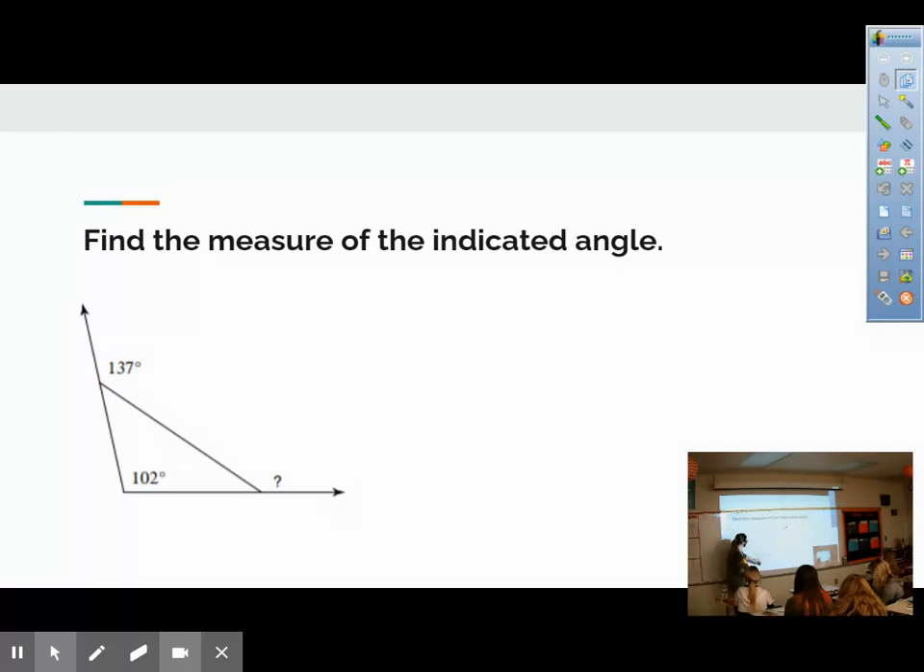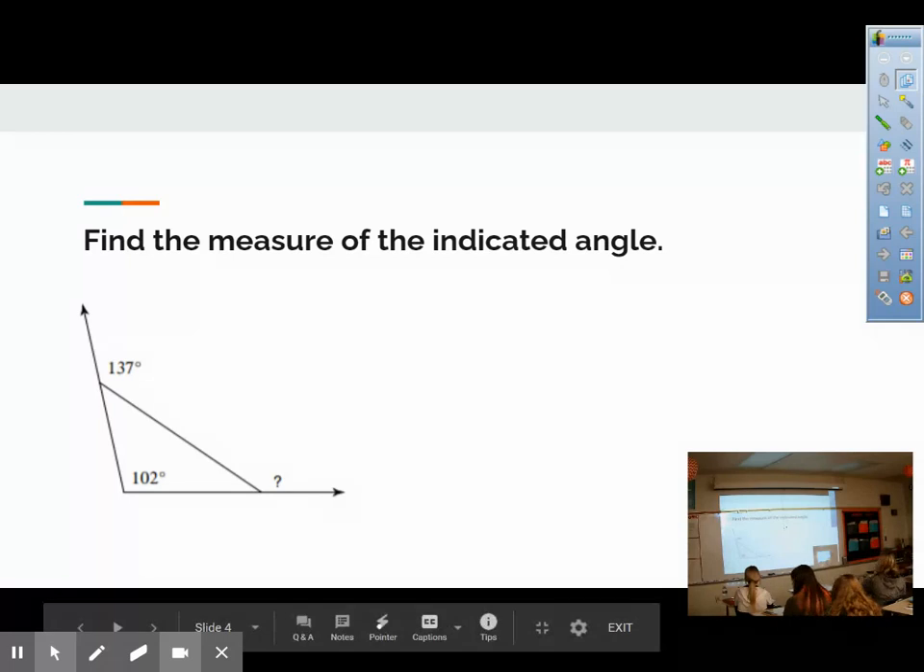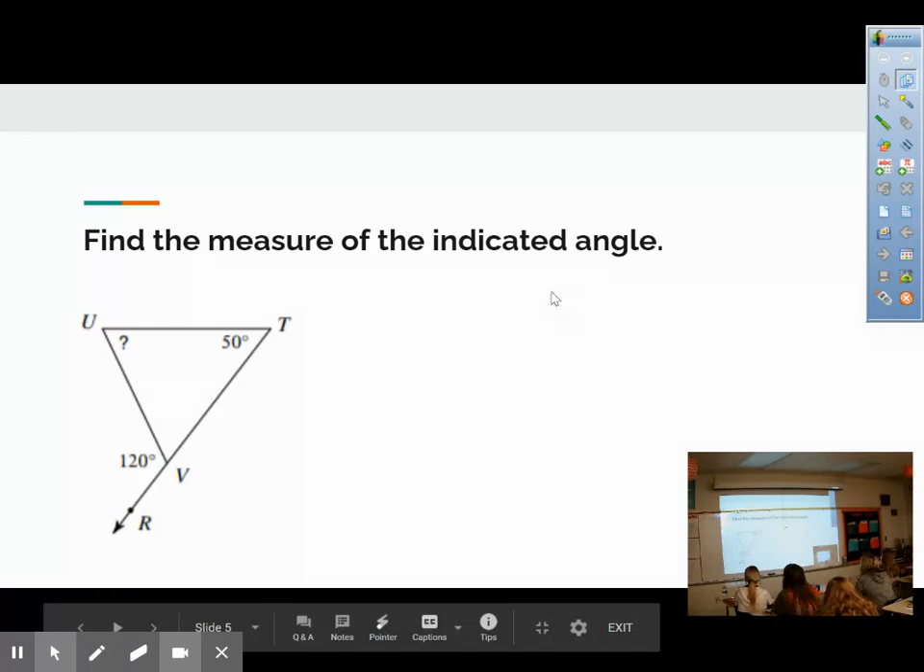Alright, let's try another one. Very good. I heard some really good conversations with that one. Alright, try this one. Find the measure of the indicated angle. That's angle U right there.